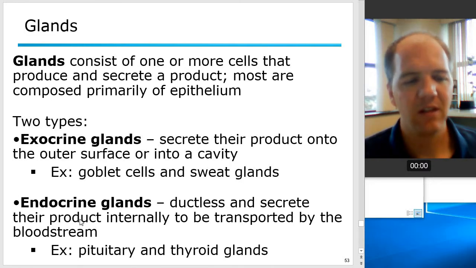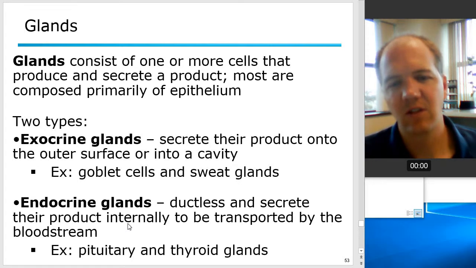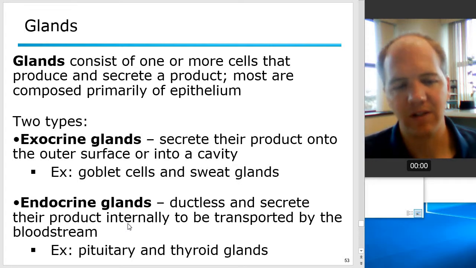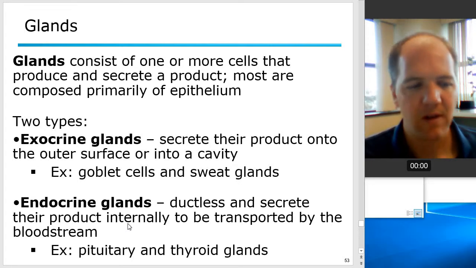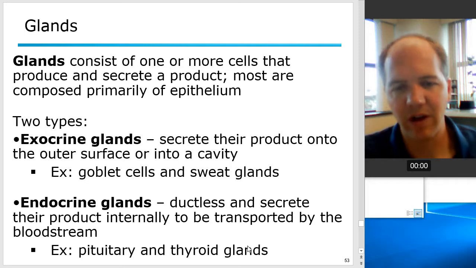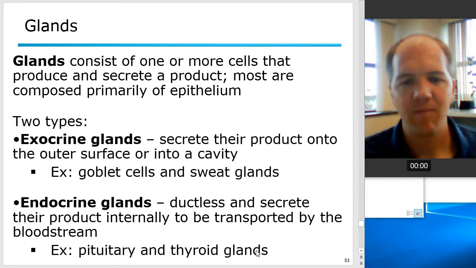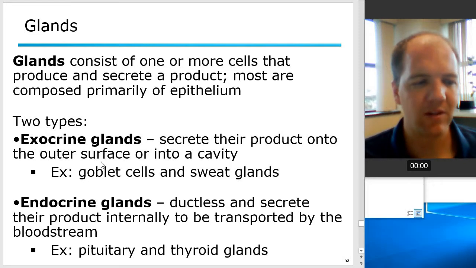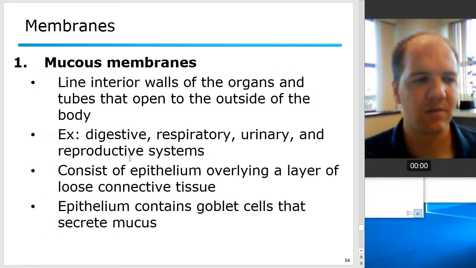Endo means in, so these are glands that secrete substances into our body, such as into the bloodstream. Or these are hormone-producing cells that are going to secrete things, and these are transported around the inside of our body and target different places. So the exocrine glands and endocrine glands.